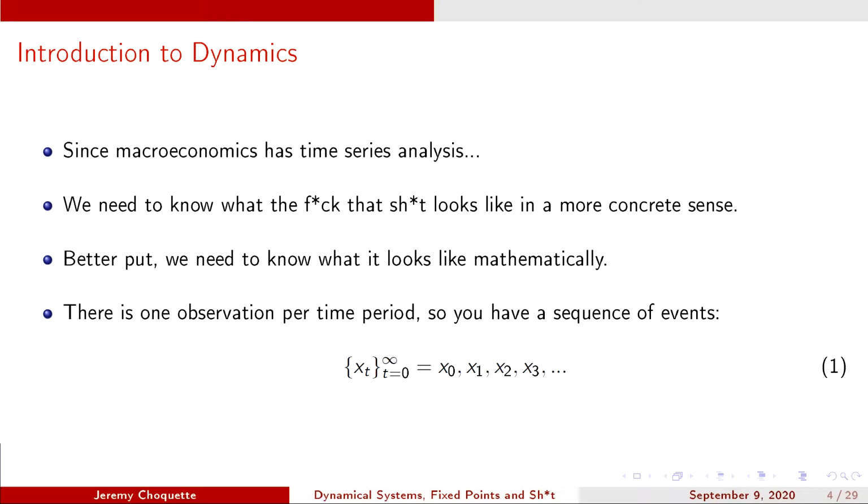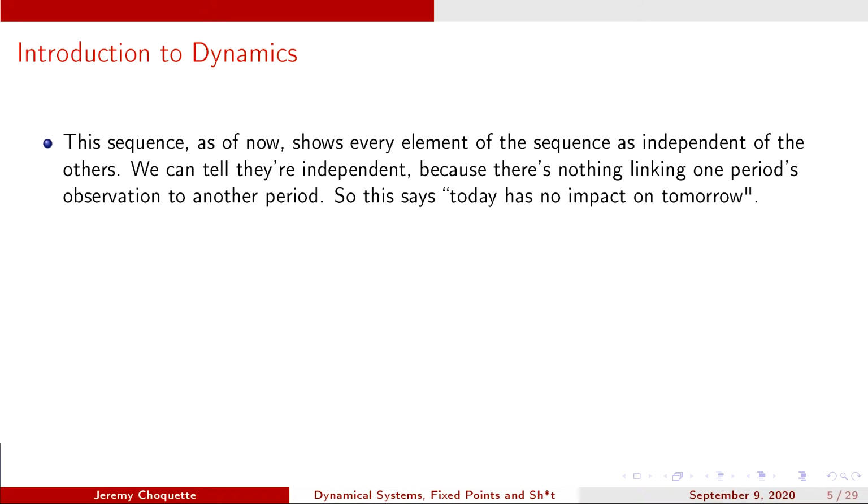So we would have like a sequence of events. We would have x sub 0, x sub 1, x sub 2, x sub 3, and so on and so forth. Now, the sequence, as I just showed it, shows every element of the sequence as independent of the others. Now, the ordering still matters. I don't want you to think that we can do x0, x2, x4, x1, x3. The ordering still has to be the way that it has been recorded. But if we're looking at it like this, it's independent.